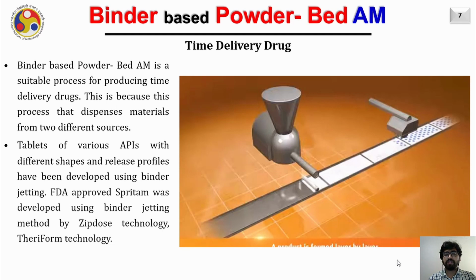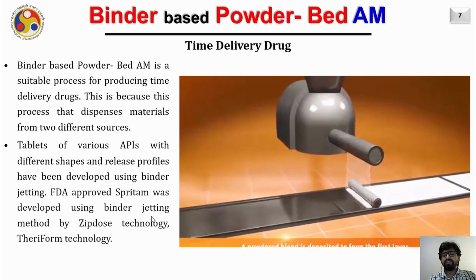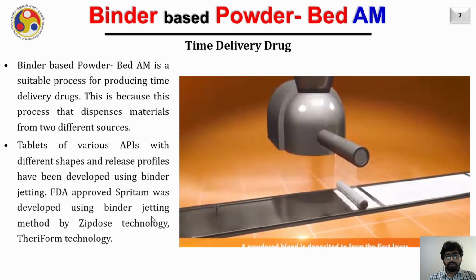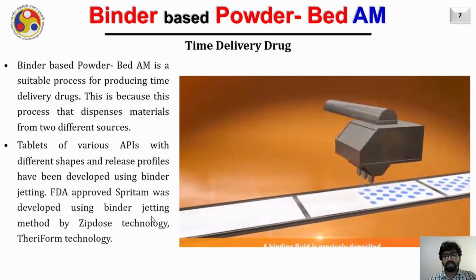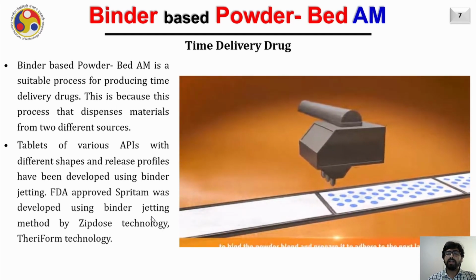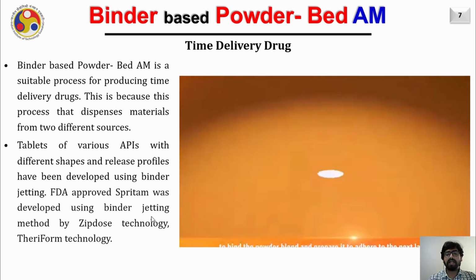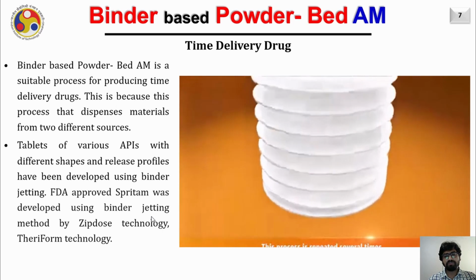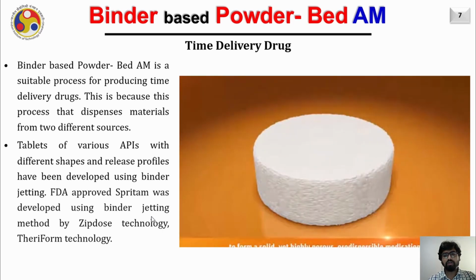Tablets of various APIs with different shapes and release profiles have been developed using binder based powder bed additive manufacturing. FDA approved drugs are already developed using the binder jetting method by ZipDose technology and Theriforms technology. Here in this small video you can see how the process works. First we spread a layer of the powder, which acts as a matrix in the tablet, and then at another station one can dispense the desired amount of the drug in the desired zone of the layer. Then each and every layer of the tablet is stuck together to form the 3D tablet or the 3D pill.